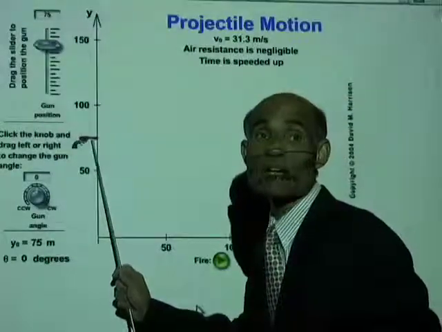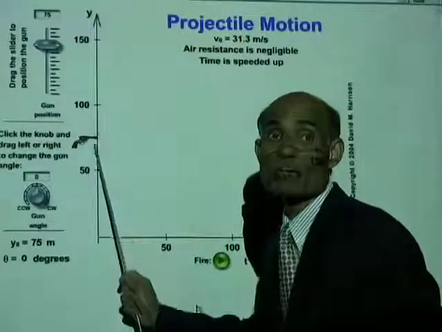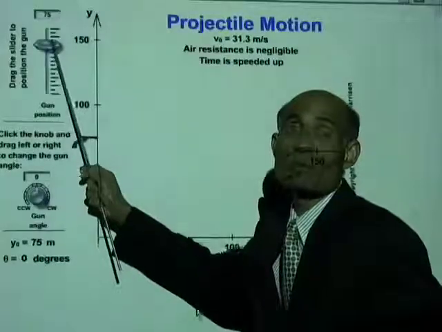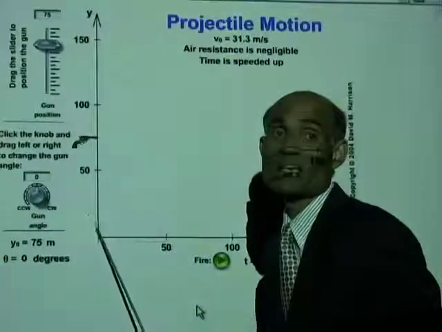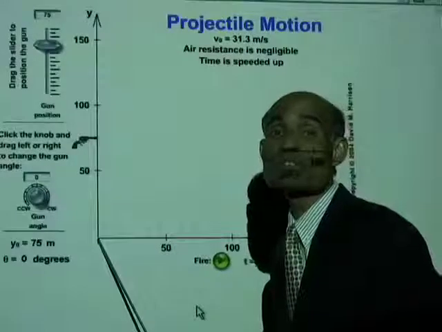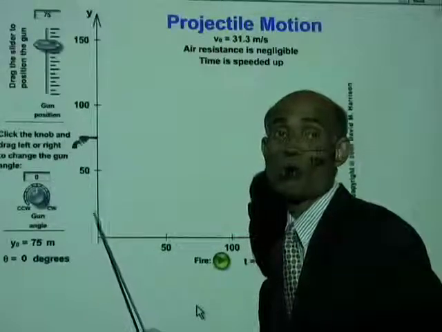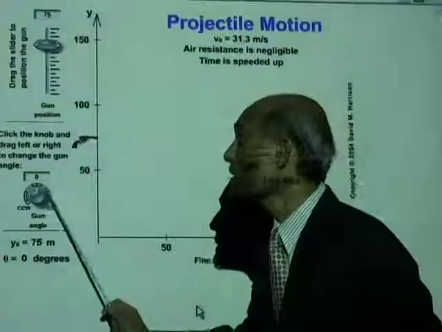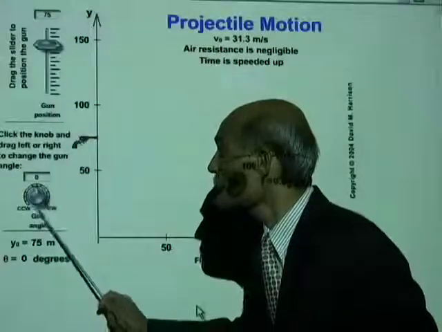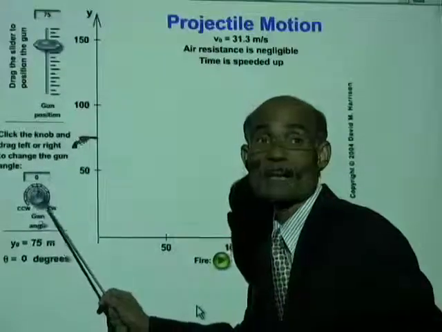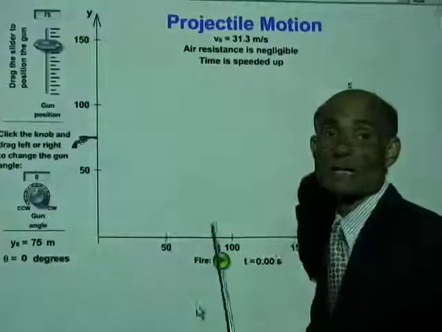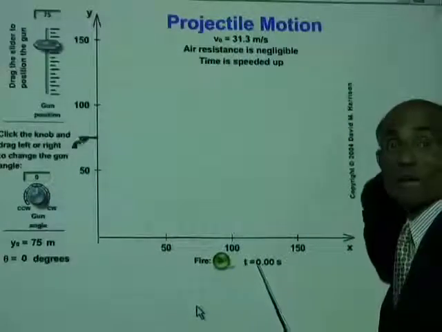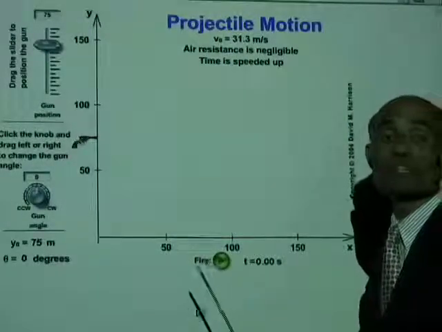We have a gun here, and the height of the gun can be changed by using this slider. The slider can be moved up and down to change the height. You can project it from the origin so that y0 equal to 0, or make y0 any desired value. And you can change the angle of projection by using this rotary switch. And you can measure the range, you can measure the time of flight. The time of flight will be measured.